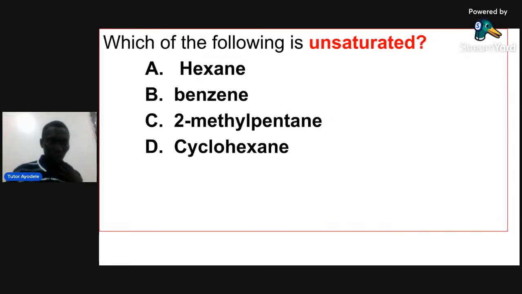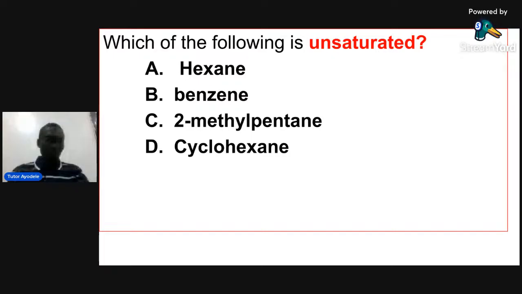Now look at this question. Which of the following is unsaturated? When we talk of unsaturated, remember earlier I said alkanes and cycloalkanes are saturated. So what ending do alkanes have? A-N-E, right? If you look at the first one, option A is from alkanes. Benzene, is it from alkanes? No, benzene is not from alkanes. So benzene is unsaturated. Look at this one, 2-methylpentane. What is the last ending?